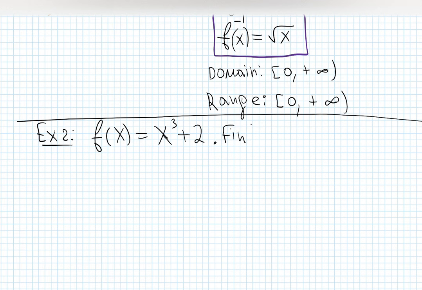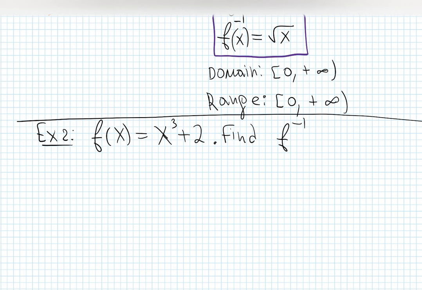Find, and we ask you, find the inverse. So the idea is we ask you to undo the situation, to undo whatever is happening. But first you need to check if it exists. Probably if we ask you to find, probably it exists. But actually you're supposed to check.